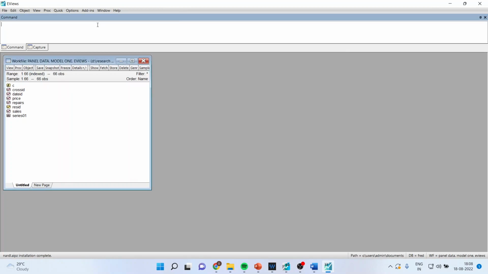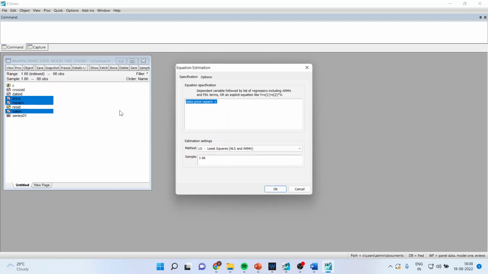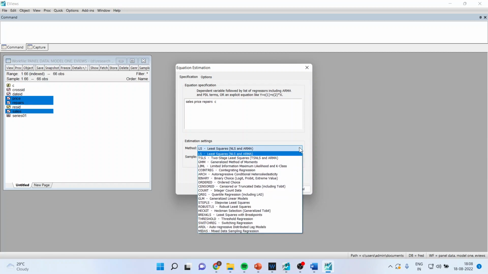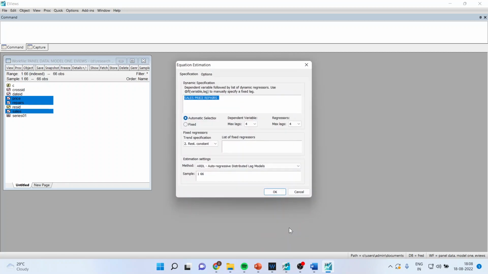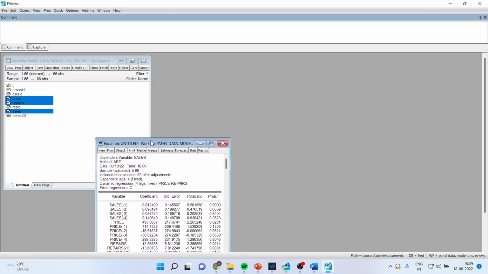Now, to run the NARDL model, it is necessary that you first run the ARDL model. So I'll specify that sales is the dependent variable, and price, repairs, open as equation. I'll activate the ARDL model from here. I'll change this to fixed, make this constant, and I'll press OK, and I got the results.